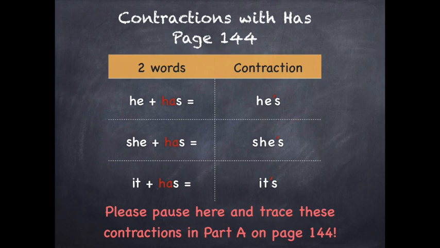We're going to look at contractions that are a little bit similar, but this time they have has, not have. So the two words on the left, he plus has, we're going to follow the same rule as have and take away those two letters, H and A. When we take away H and A, we add in that apostrophe and we get he's. We're going to follow the same rule for she has, making she's, and it has, making it's. Please pause here and trace these contractions in Part A on page 144.